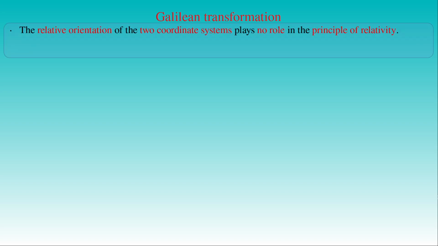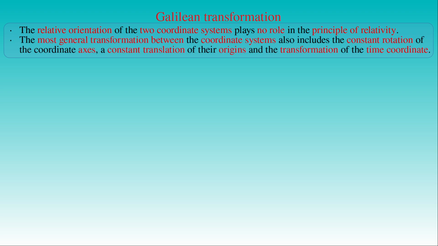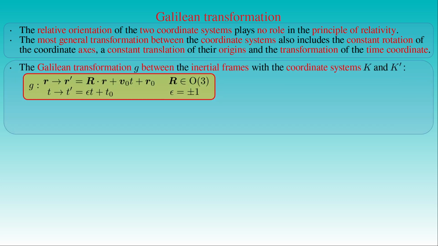We have already seen that the relative orientation of the coordinate systems K and K' plays no role in the principle of relativity. We may therefore consider the most general transformation between two coordinate systems attached to two reference frames moving with uniform translational motion relative to one another. Such a transformation includes not only a constant rotation of the coordinate axes and a constant translation of their origins, but also a transformation of the time coordinate. We now introduce the Galilean transformation G, which maps one inertial reference frame into another, described by one vector equation and one scalar equation.